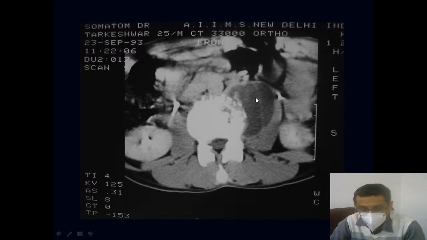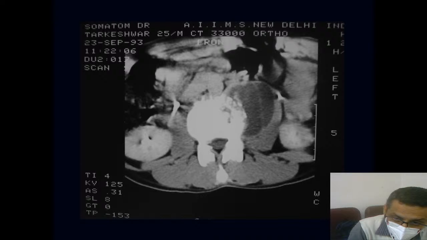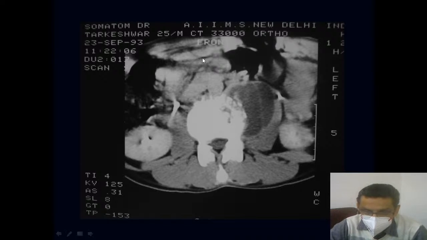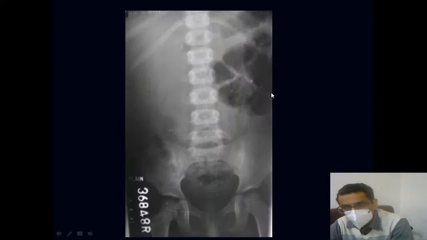So this was a case of psoas abscess, which was leading on to that X-ray sign. What is the most common etiology for psoas abscess in our country? It is tuberculosis. So actually this was vertebral tuberculosis leading on to a psoas abscess.